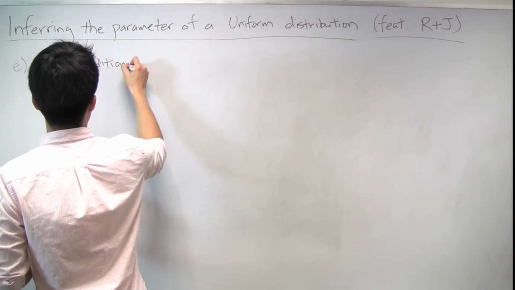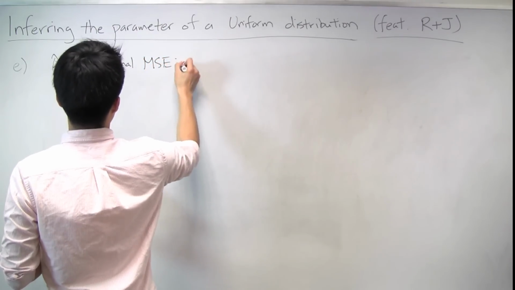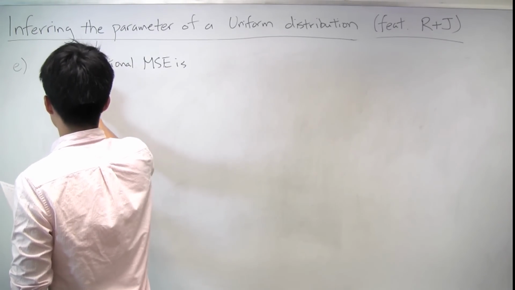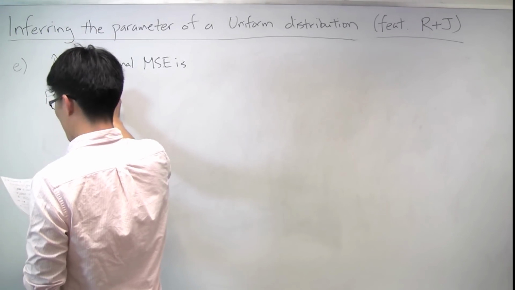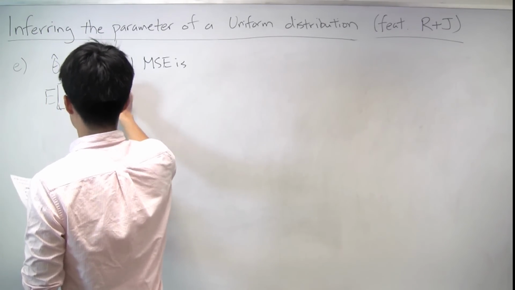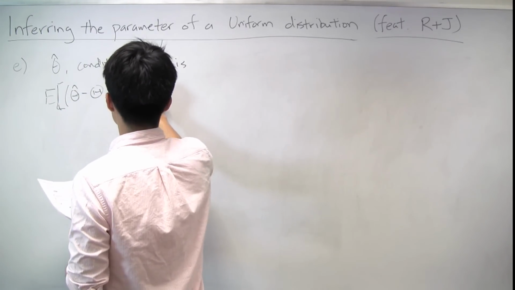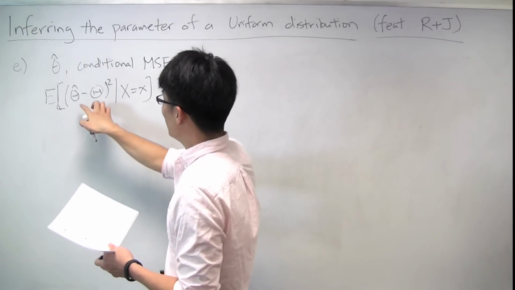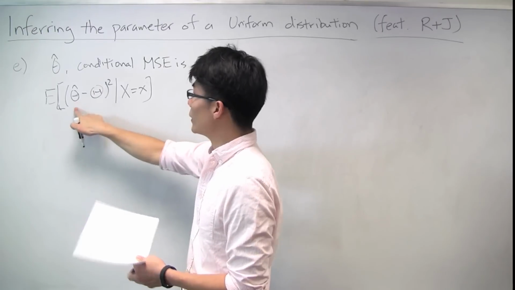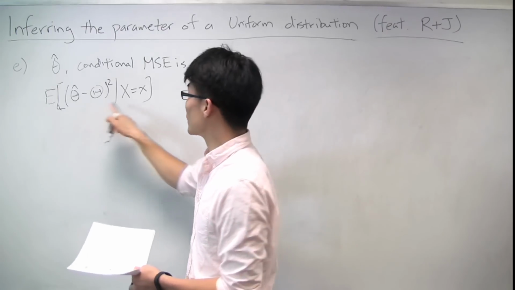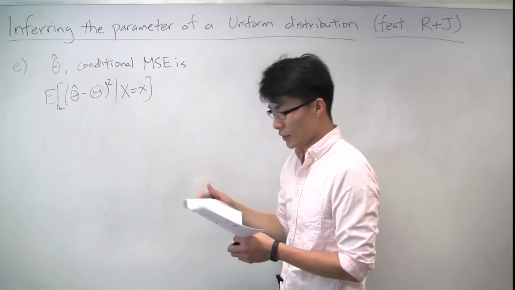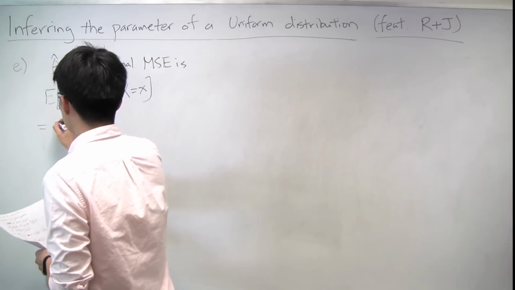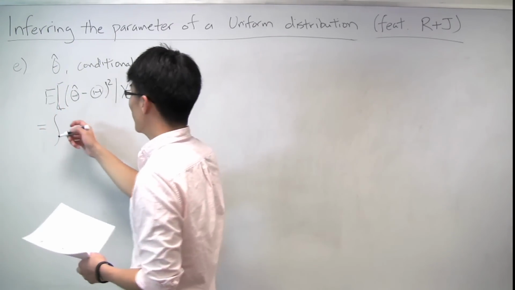the conditional mean squared error is equal to this. It's the estimator minus the actual value squared, conditioned on x being equal to some little x. Right? So for the mean squared error, you take the error, which is the difference between your estimator and the true value, squared, and then you take the mean. And it's conditioned on the actual value of x, or conditioned on the data that you get. So to calculate this, we use our standard definition of conditional expectation.